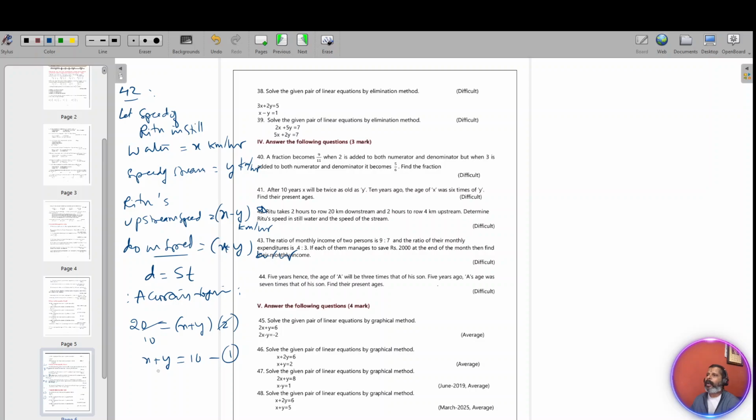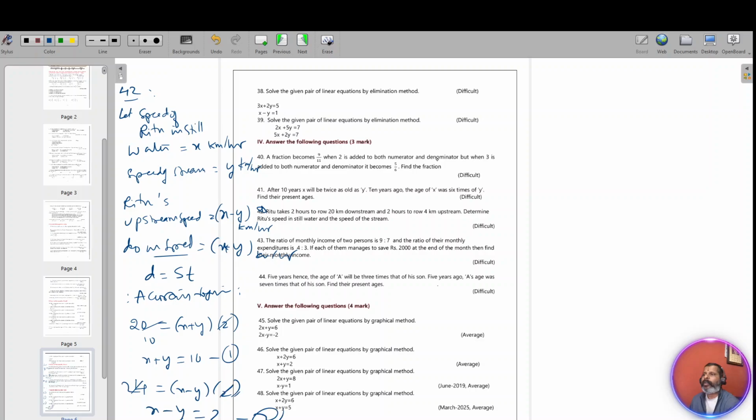This is one equation. Also, according to the given, another equation is 2 hours to row 4 kilometers upstream. Upstream, what is the distance? 4 kilometers. Speed into time. What is the speed of the upstream? You can check, x minus y. Remember, it is a very important concept. x minus y. What is the time for that? 2 hours. So you cancel it: 2 ones are 2, 2 twos are 4, and x minus y equals 2. You call it the second equation and solve it.